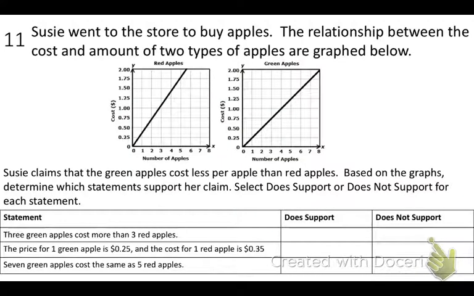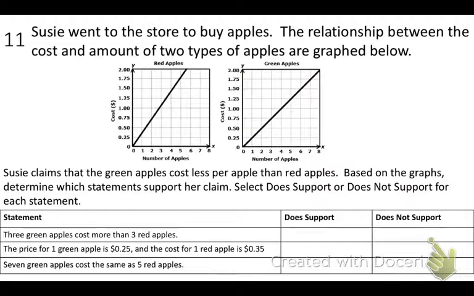Question 11. Susie went to the store to buy apples. The relationship between the cost and the amount of two types of apples are graphed below. So there are the graphs. Susie claims that the green apples cost less per apple than red apples. Based on the graphs, determine which statements support her claim. Select does support or does not support for each statement.